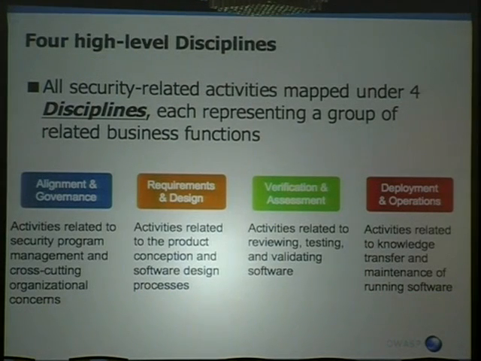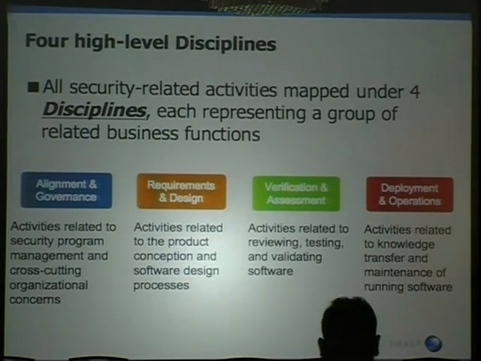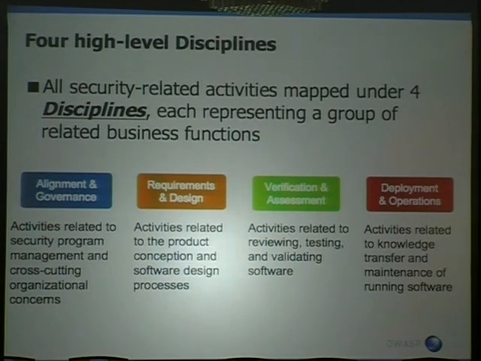You have alignment and governance activities, which are related to anything that cross-cuts your organization, the things that you decide at the organization-wide level. You have requirements and design, so everything you're doing proactively to help make your software better before it even gets to the coding stage. You have verification and assessment. These are things that occur during the development life cycle, while you're in implementation, and even when you're done with implementation, when you go into testing and so forth. And then you have the last silo, which is deployment and operations, which is the last mile of, okay, now that we've built the software, what are we doing to make sure that when we roll it out into production it's actually maintaining the security posture that we planned it to have.